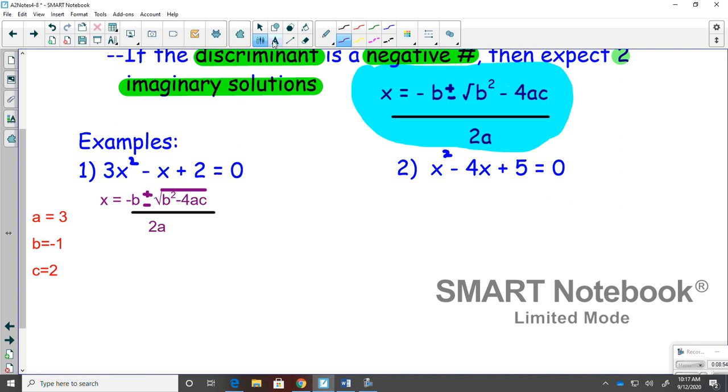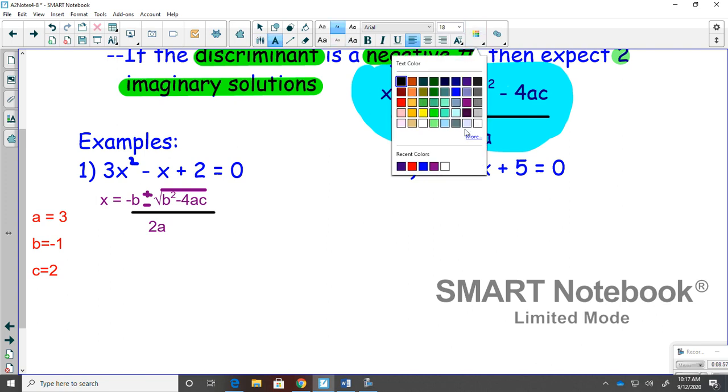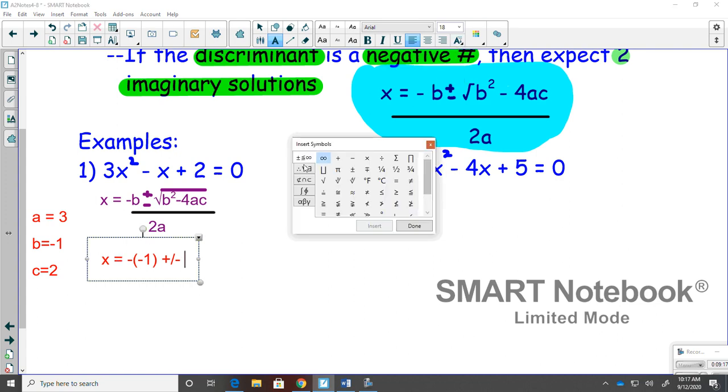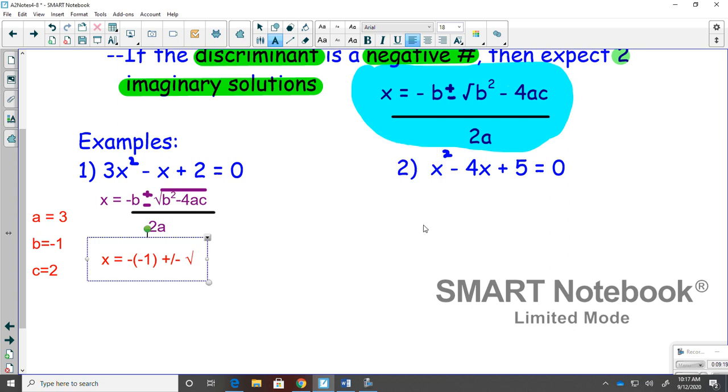And here we go. So the next step is going to look like this. x is equal to negative, and b is negative 1. There'll be a plus minus sign there, and type it like that. And then you'll have the square root symbol. My suggestion is always put the b in parentheses, especially if it's negative, so you enter it in your calculator correctly.